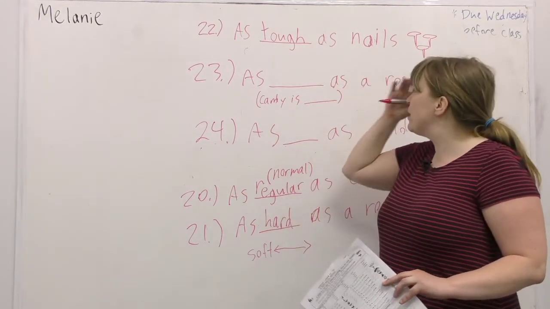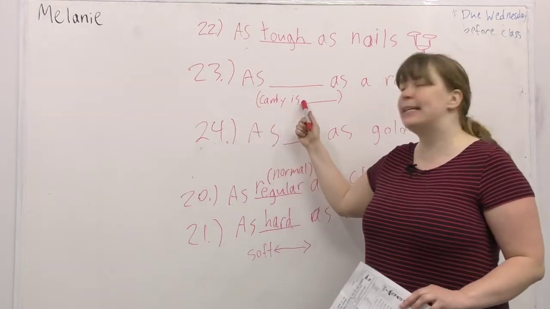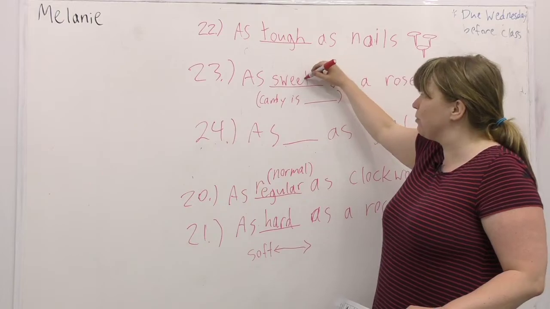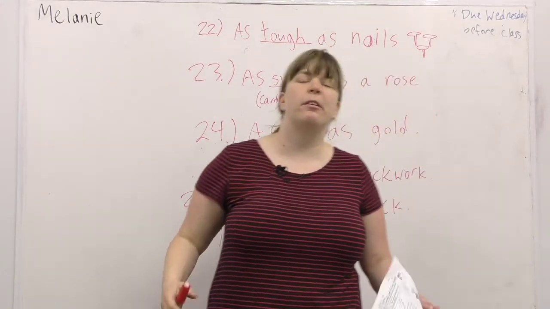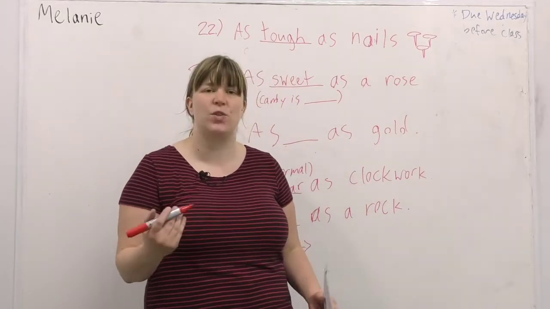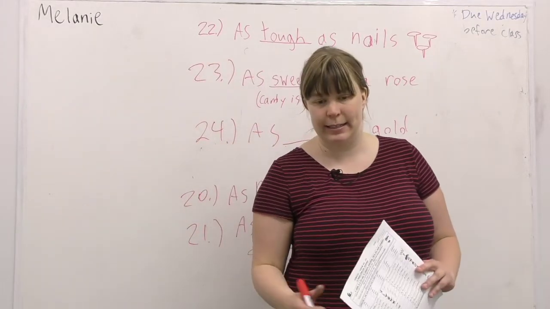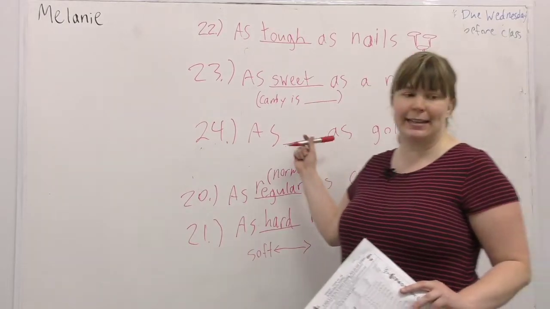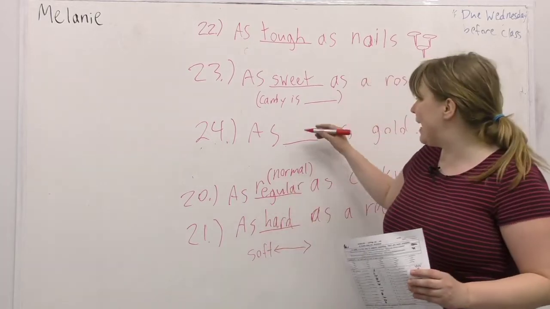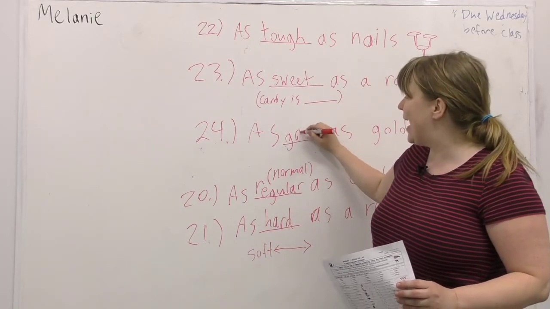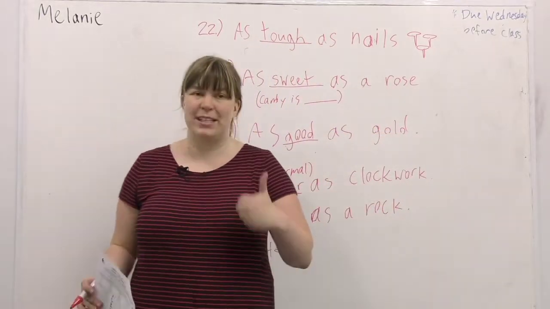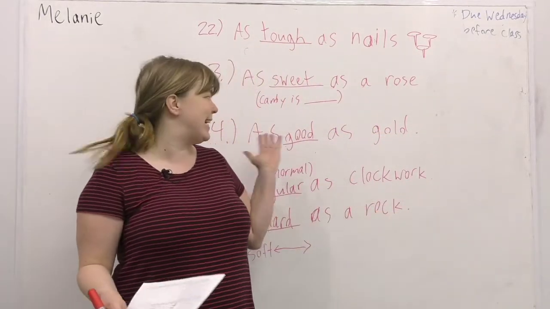Okay, and 23. Candy is, yes, I see someone wrote a rose. Sweet as a rose. For example, my husband is as sweet as a rose. He always does really nice things for me. Good guy, good guy. Okay, and last one. We only have one word left in our box here, and the answer is indeed as good as gold. Gold is like one of the best things in the world, so obviously it is good.